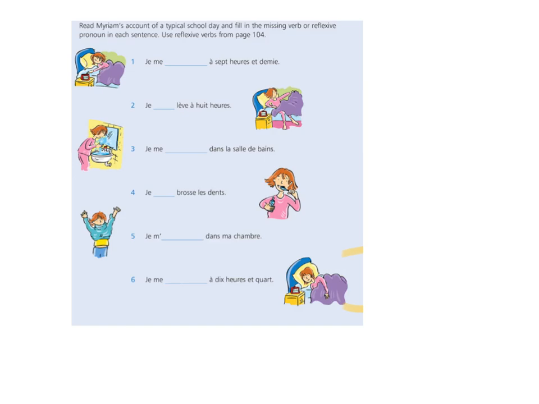So, you're going to read Miriam's account of a typical school day and fill in the missing verb or reflexive pronoun in each sentence. And just use your notes to help you. So take a few minutes to get that one done and the next one, and then you can pause this now and then come back and we'll correct.